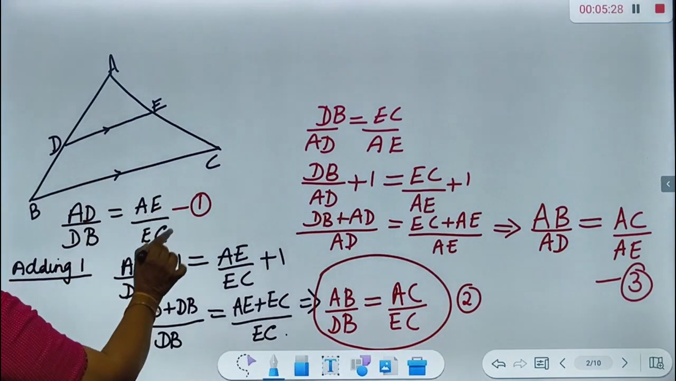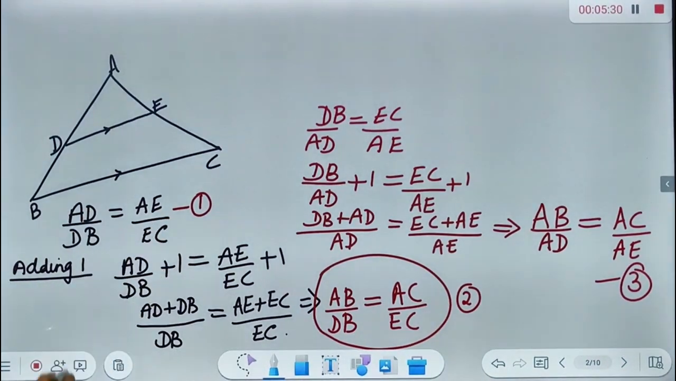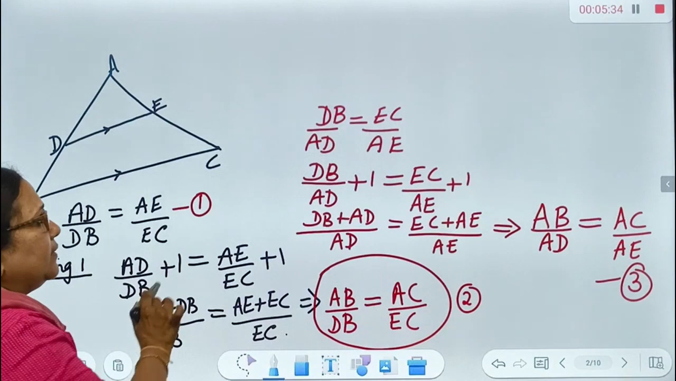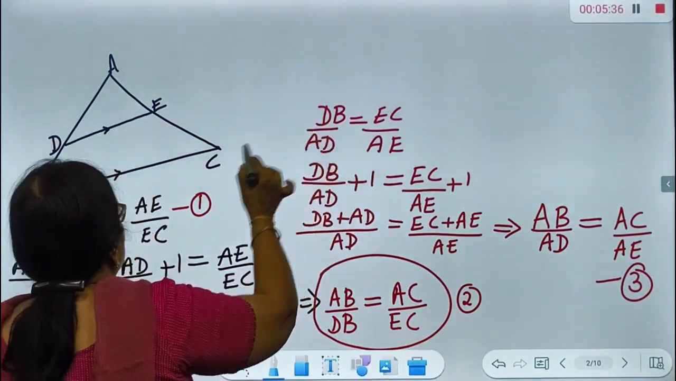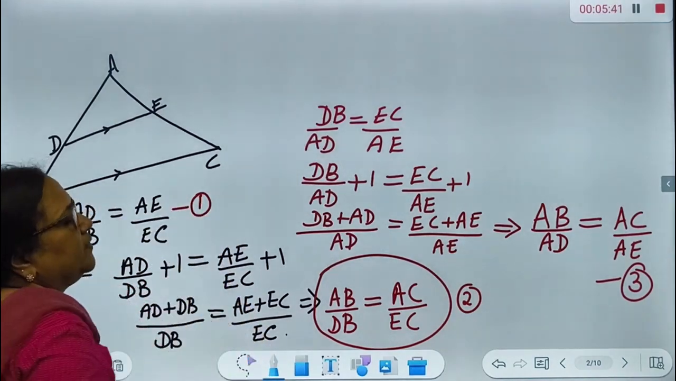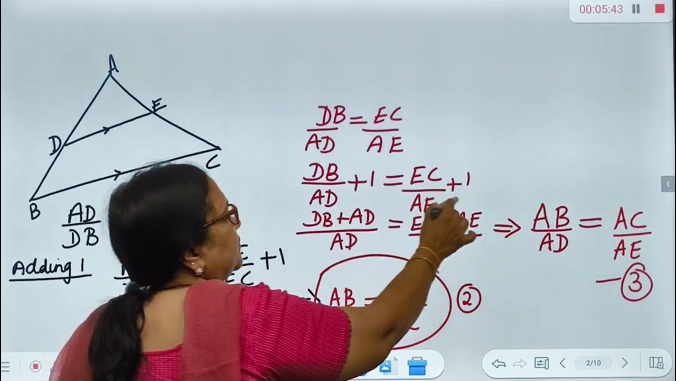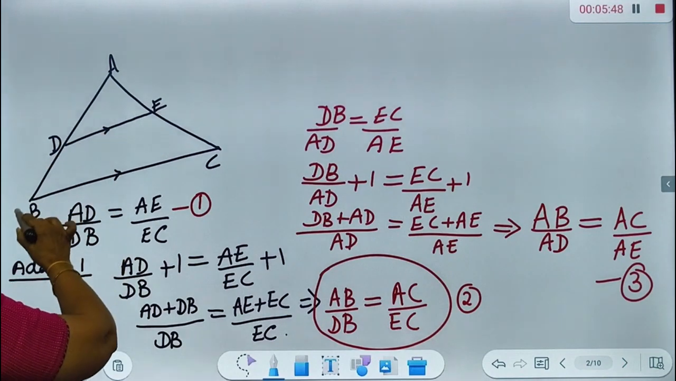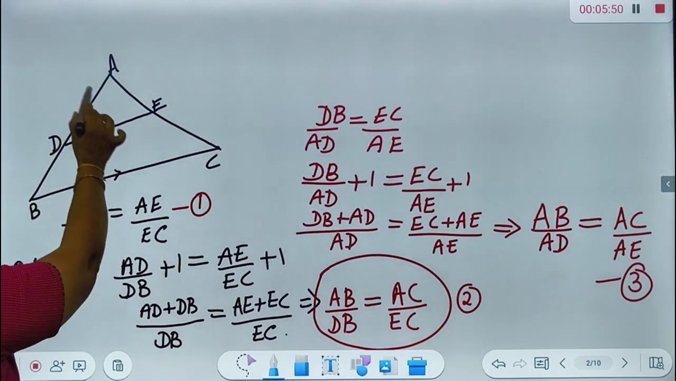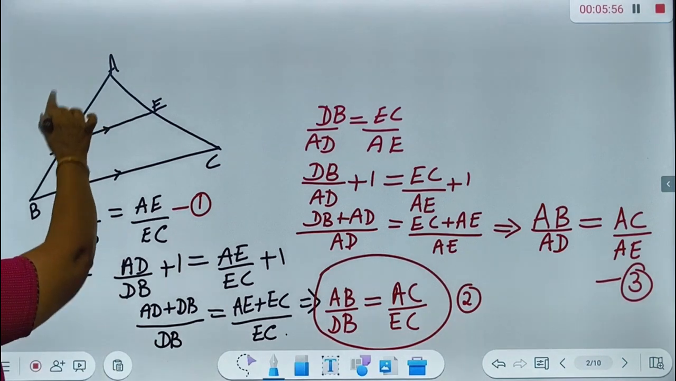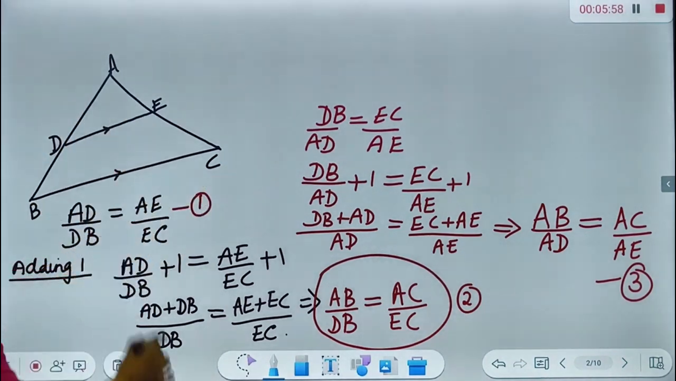Now, if A by B is equal to C by D, then B by A is equal to D by C. So using that, I have just inverted the ratios. So DB by AD is equal to EC by AE. And then I have added 1. Then what do you get? You get AB by AD is equal to AC by AE. So that is also a consequence of the basic proportionality theorem: AB by AD equal to AC by AE.